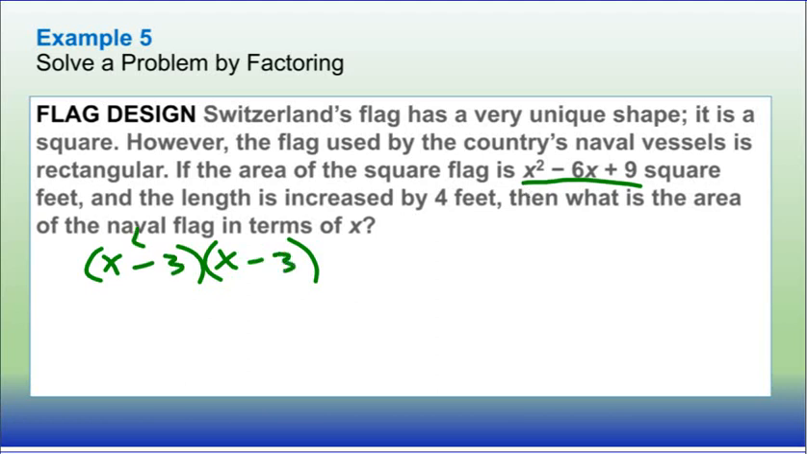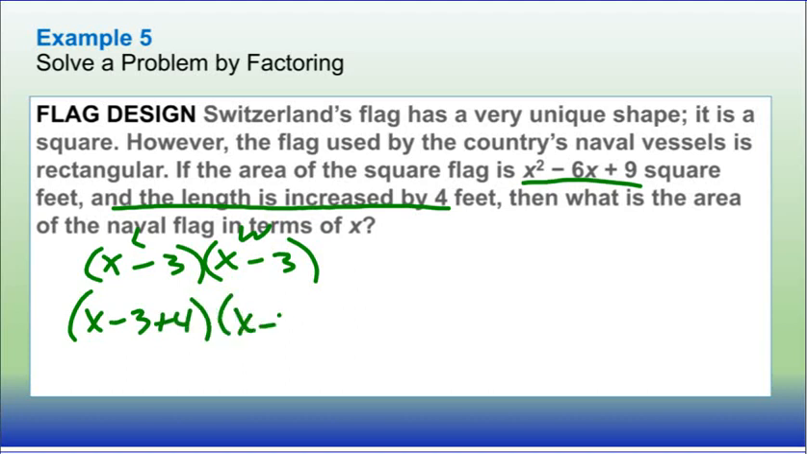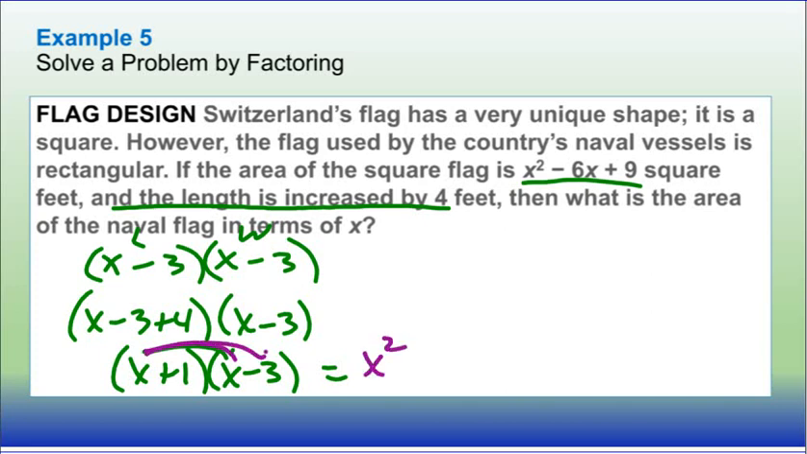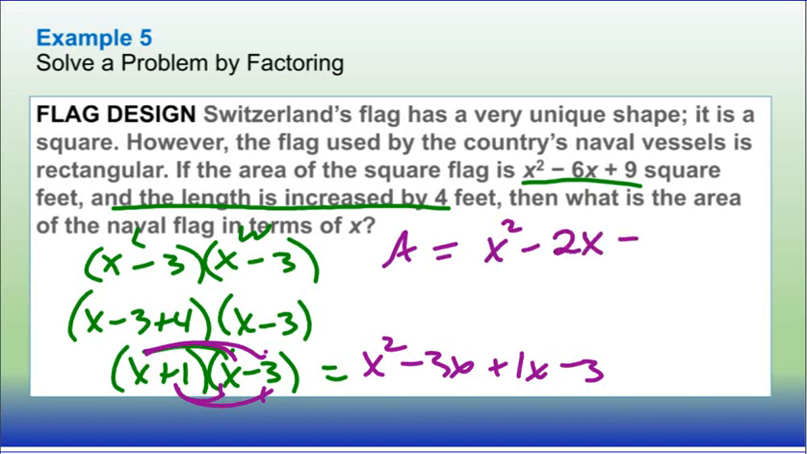Now, if this is our length and this is our width, they're saying the length is increased by 4. So if I take my length of x minus 3, add 4 to it, and then do x minus 3, then I can find the area of the naval flag, which would be x plus 1 times x minus 3. And if I were to FOIL that, I would have x times x is x squared, minus 3x plus 1x, minus 3. So that would give us an area of x squared minus 2x minus 3, and this would be square feet.